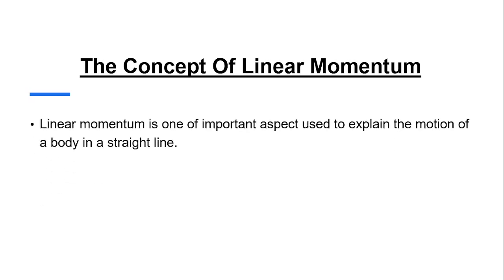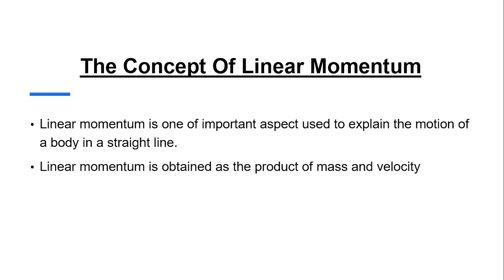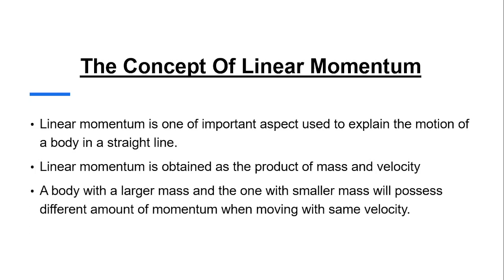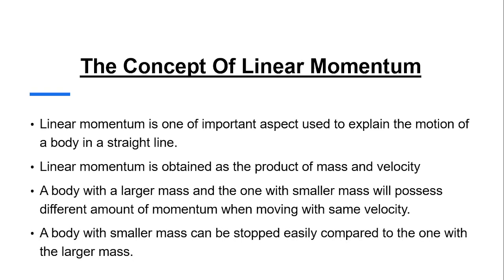Linear momentum is one of the important aspects used to explain the motion of a body in a straight line. Linear momentum is obtained as the product of mass and velocity. So linear momentum equals mass times velocity. Now a body with a larger mass and one with a smaller mass will possess different amounts of momentum when moving with the same velocity because of their masses. A body with a smaller mass can be stopped easily compared to one with a larger mass.